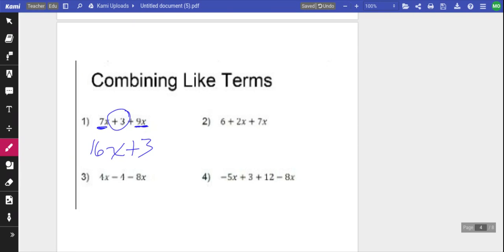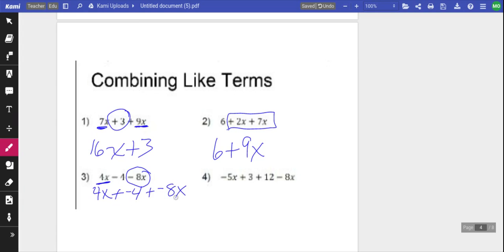Okay. Same thing over here. I can only really combine those x's. So I have 6 plus a 9x. And then for 3, we have a 4x. And then I normally will circle the sign in front of it because then it makes it look like a negative 8x. And if I was to add the opposite, that's what I would have, a negative 8x.